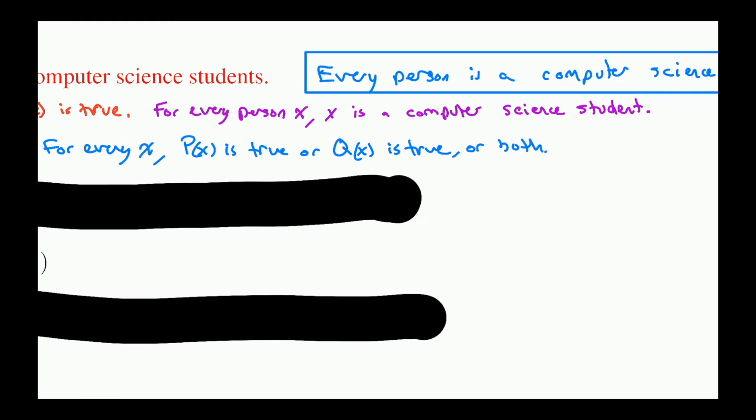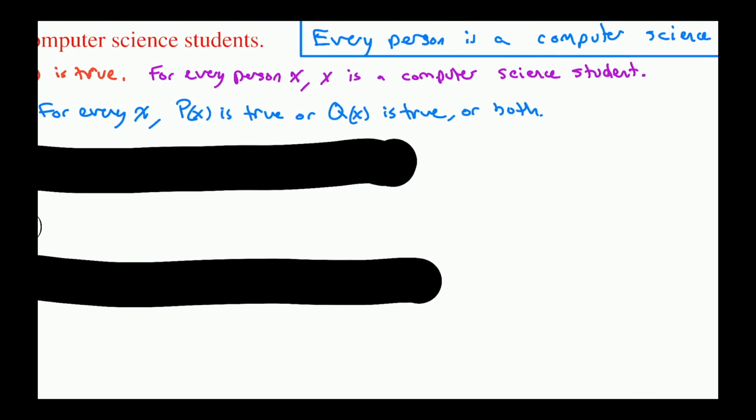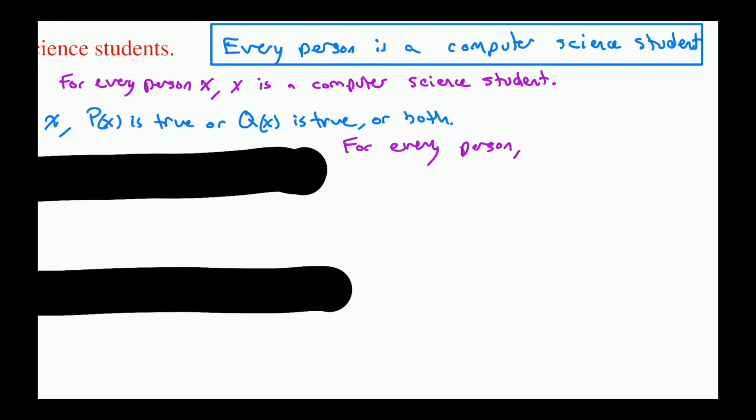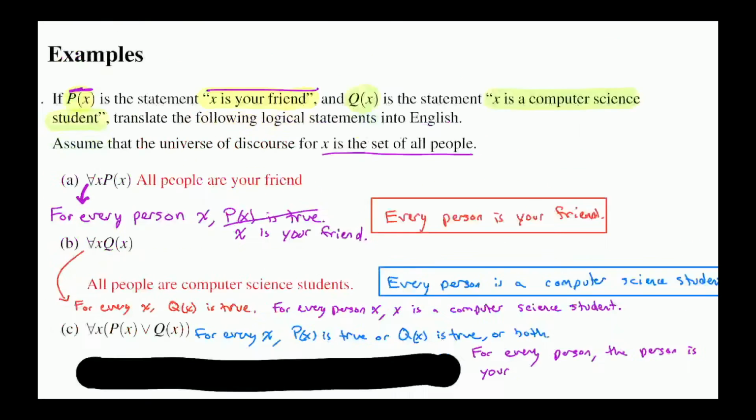Okay. Now, how are you going to say that? Well, we should be able to do this a little bit faster than the others because we already know what P and Q are, right? P was X is our friend. Q is X is a computer science student, right? So what this is saying is for every person, the person is your friend.